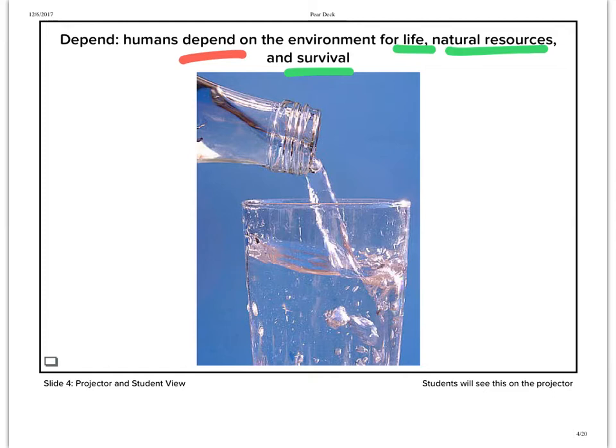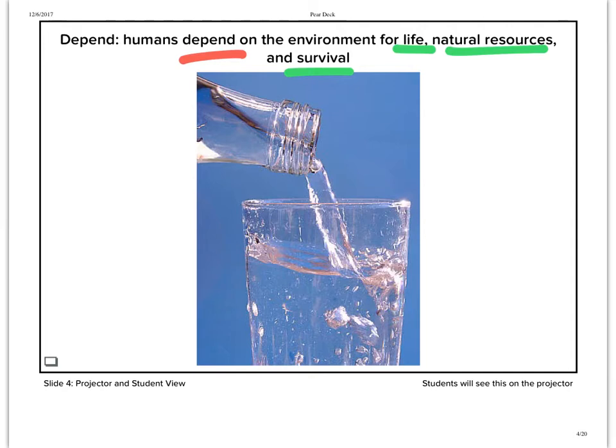We need our environment in order to survive, just like all other animals or bugs or plants. They need the environment. We need energy from the sun. We need water from our oceans, our rivers, our lakes, all that good stuff. We need food from our natural resources. We need shelter. We need these basic things that the environment provides for us. So this is the definition that goes in your definition box.